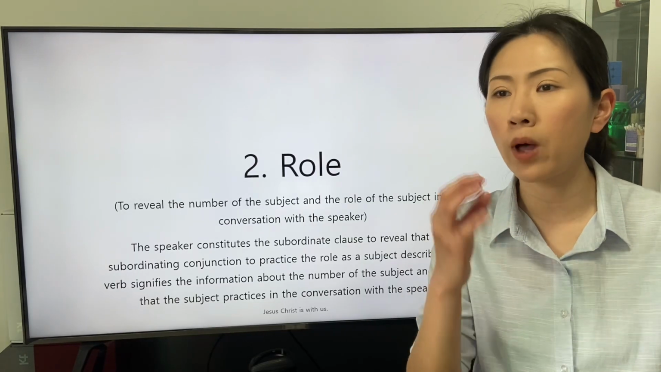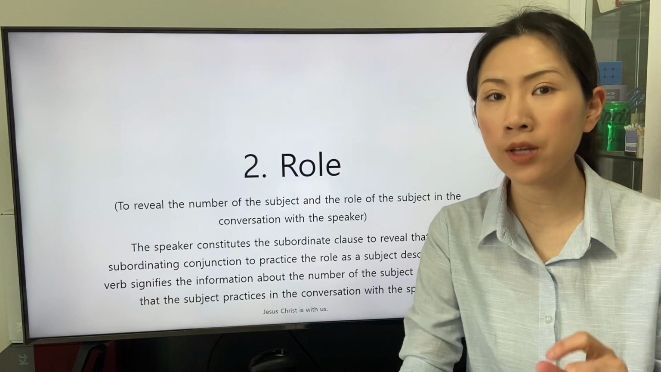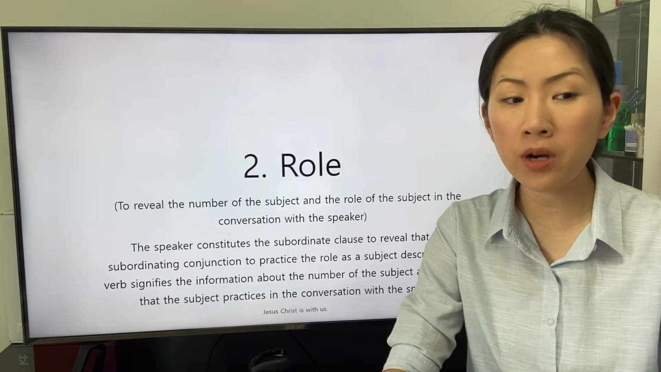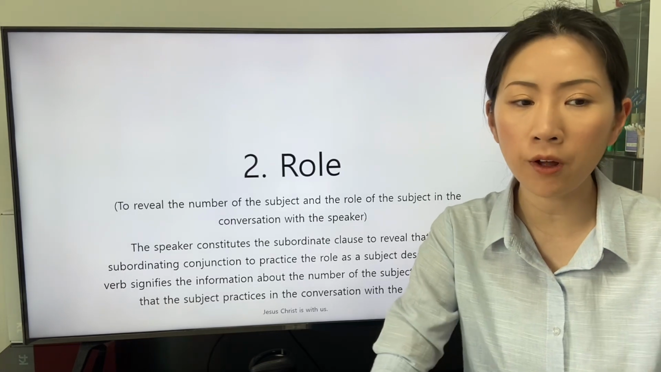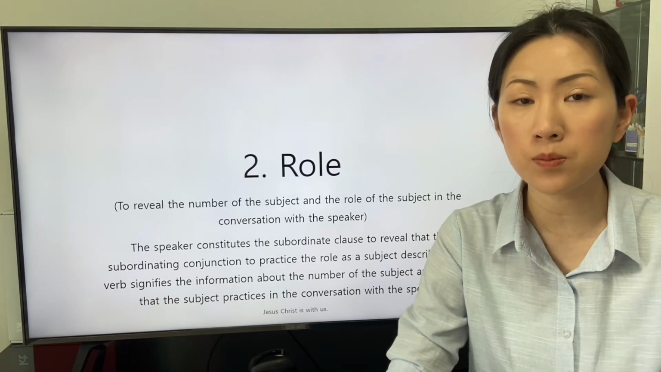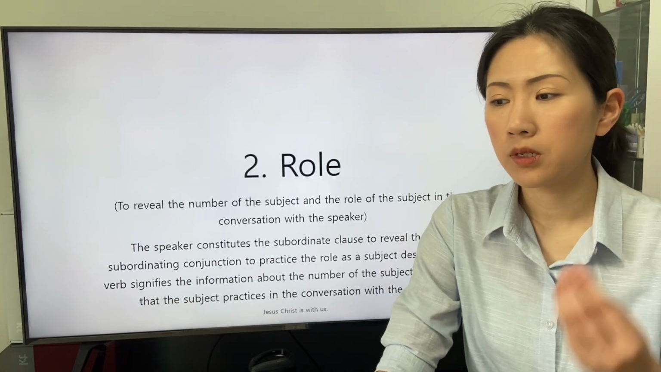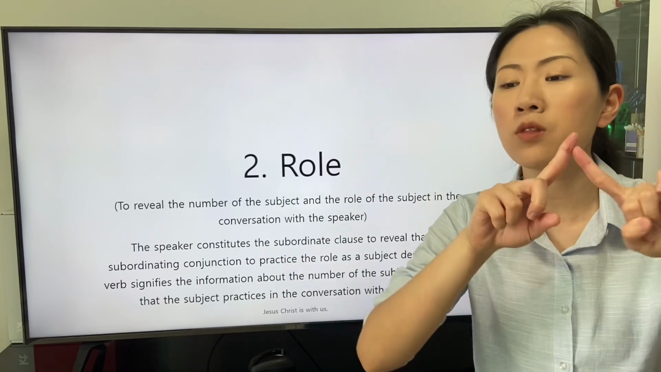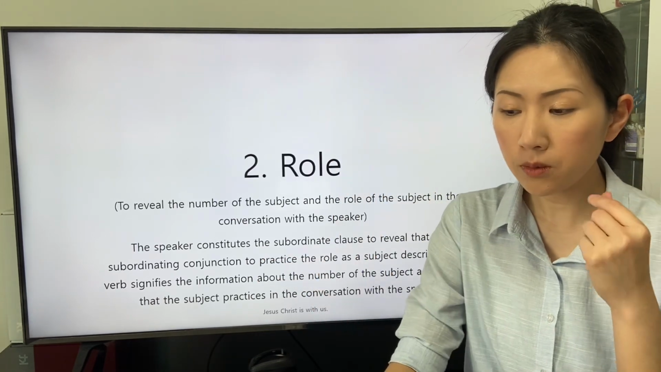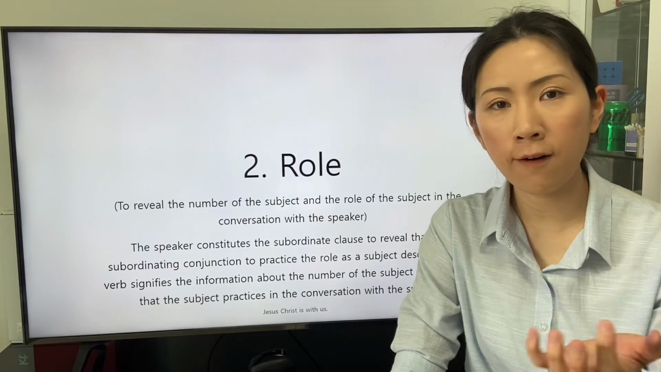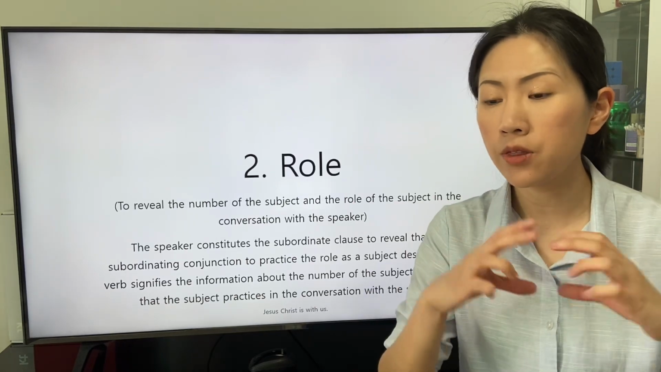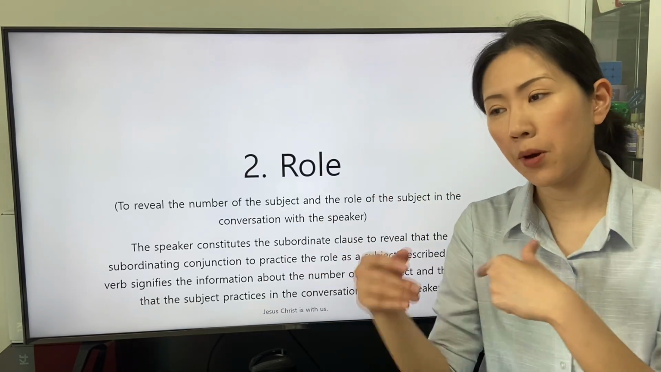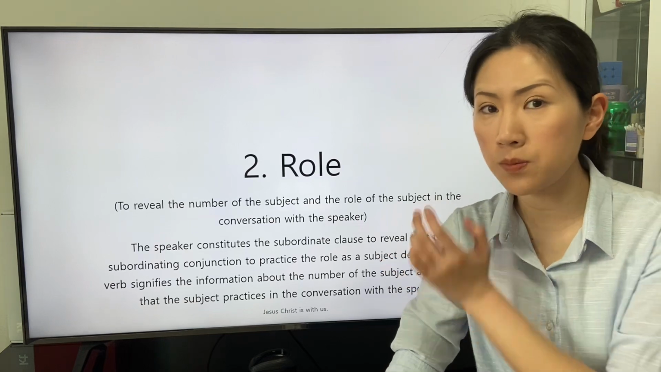The second reason why a verb is necessary in the subordinate clause is to reveal the number of the subject and the role of the subject in the conversation with the speaker. The form of the verb reveals the number of the subject. And the form of the verb in the subordinate clause reveals whether the subject participates in the conversation with the speaker or not.